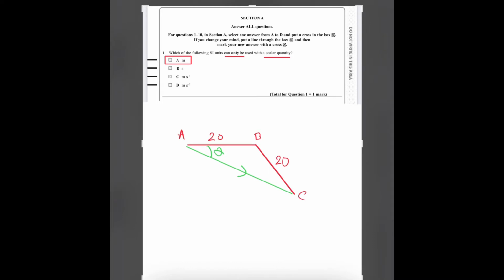B is time. Time cannot be a vector quantity, so time is a scalar quantity. So the answer to this question is actually B, time, because time is the only unit that can be used with a scalar quantity. C, meter per second: as I have told earlier, meter per second can be both scalar and vector. For scalar it is speed, and for vector it is velocity. So it is not correct. Part D is acceleration. Acceleration is always a vector quantity, it is not a scalar quantity. So the correct answer is B.